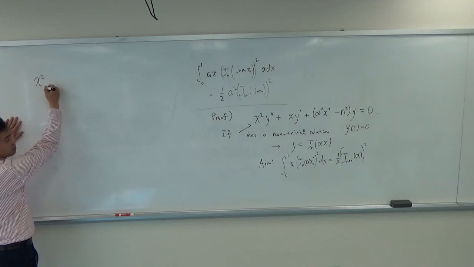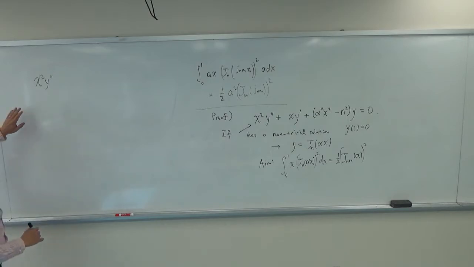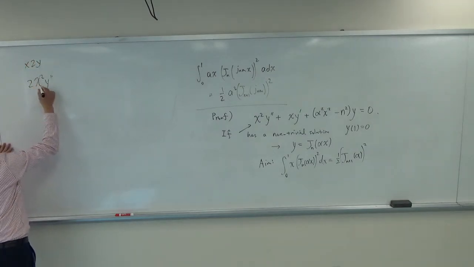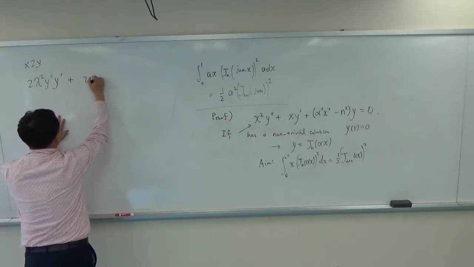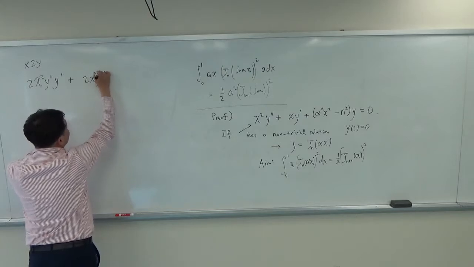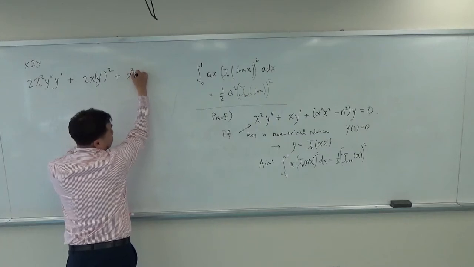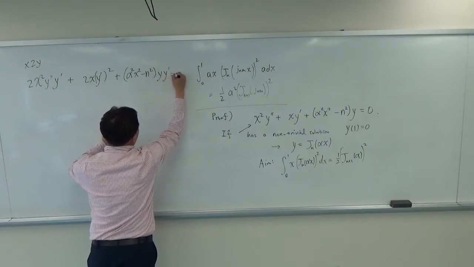x squared y double prime. Let's multiply both sides by y prime. So multiply everything by 2y prime. Okay. So we have 2x squared y prime y double prime, and then plus 2x y prime squared, plus 2 alpha squared x squared minus n squared y y prime equals 0.